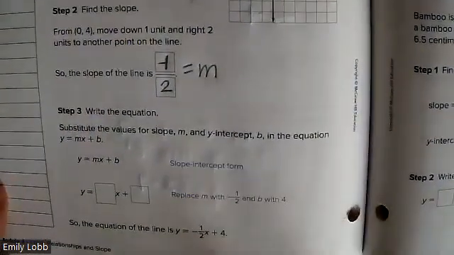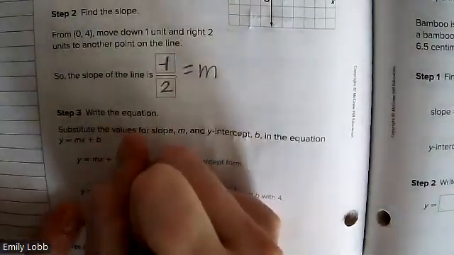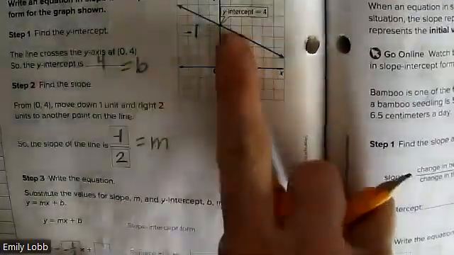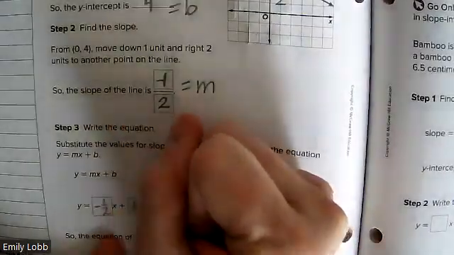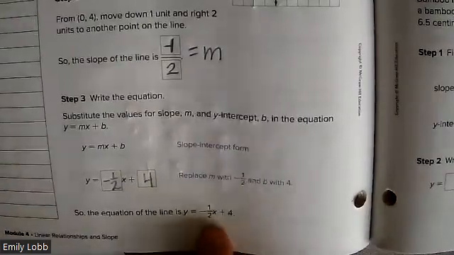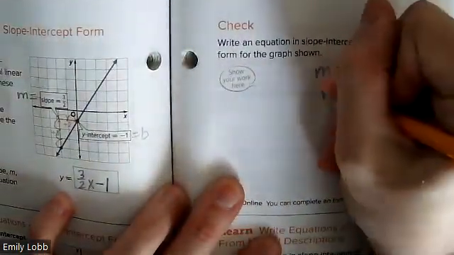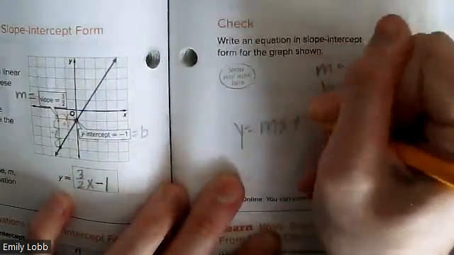Now we just need to put it into our equation. What is m? That's going in front of my x, -1/2. What is b? That is going to be added to my mx. So simplified, it looks like this. So you have one check. We need to find m and b in order to write our equation in y equals mx plus b.